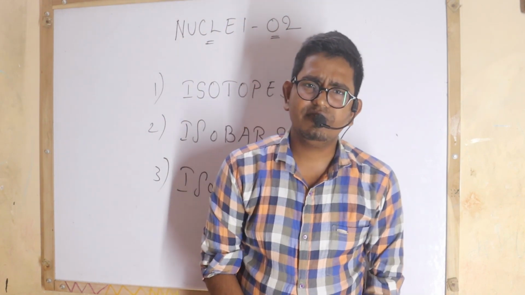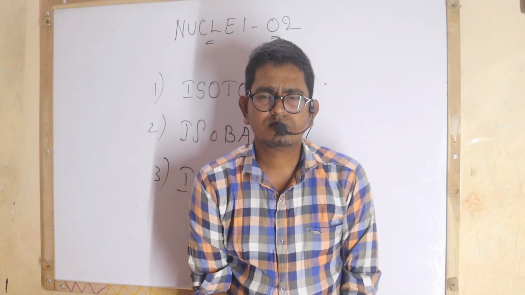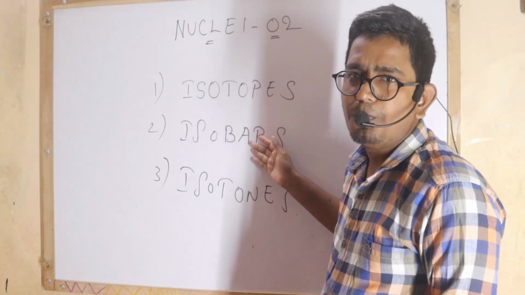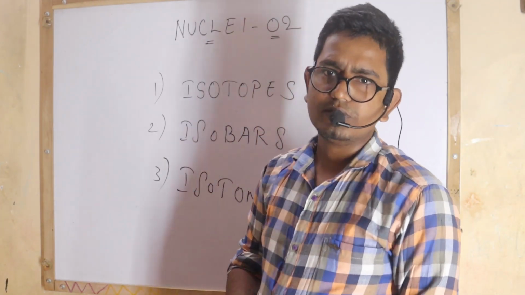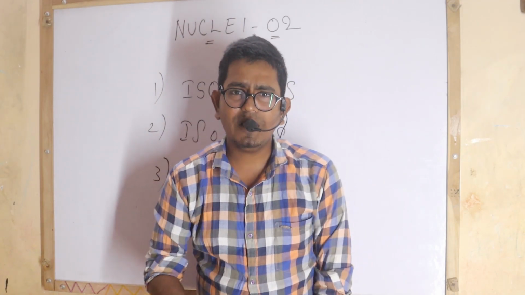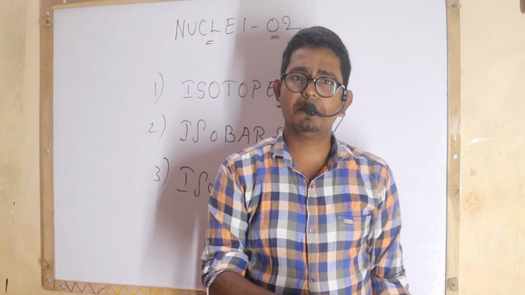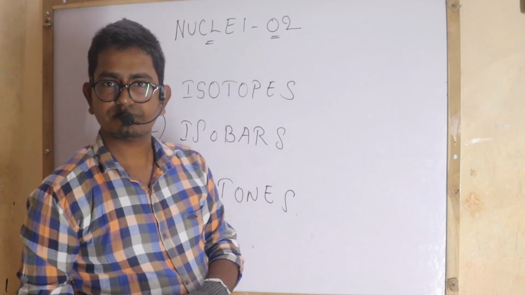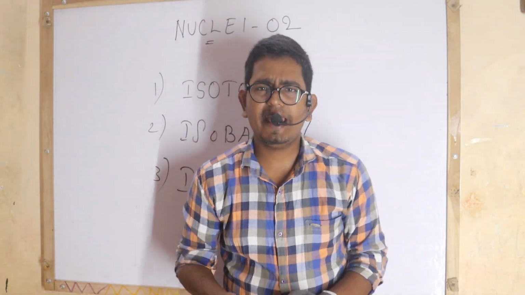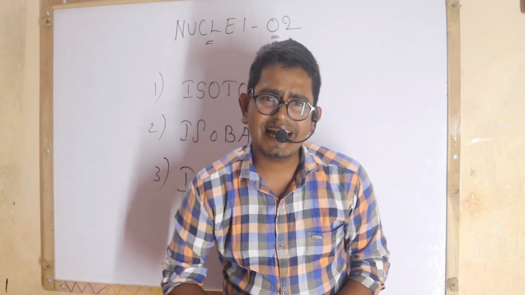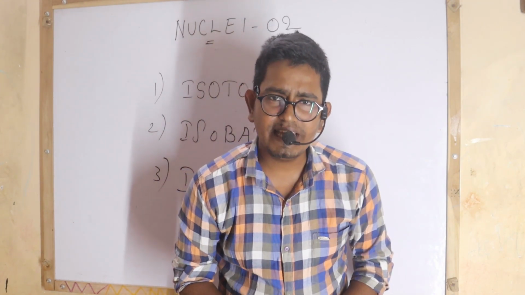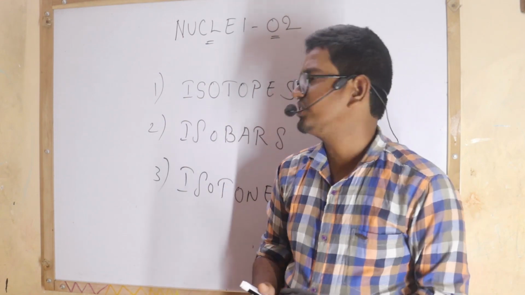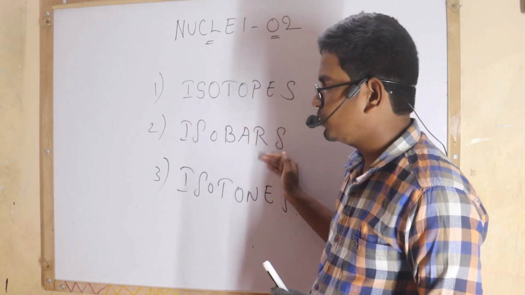And we started with atomic number and mass number. We started the atomic number and mass number because to know the concepts of isotopes, isobars and isotones, it's an important concept that you should know before proceeding. So if you want to know exactly what the atomic number is or what the mass number is, you can type NUCLEI-01 by Braino Academy.